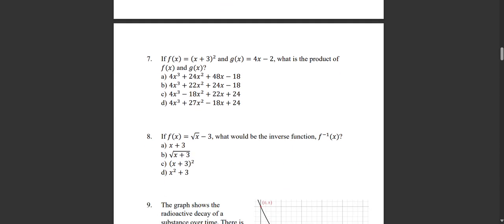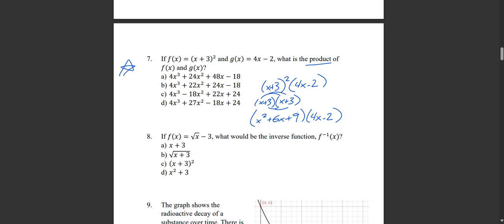Number 7, this is plug-in-able. I know a product means I'm going to multiply. So (x plus 3) squared times (4x minus 2). That can go in to test, and all 4 products can go in as well. I'm going to quietly show you the algebra. It is as follows. We can rewrite that as repeated multiplication. Do a little FOIL or double distribute. So x squared plus 6x plus 9, being multiplied by 4x minus 2.